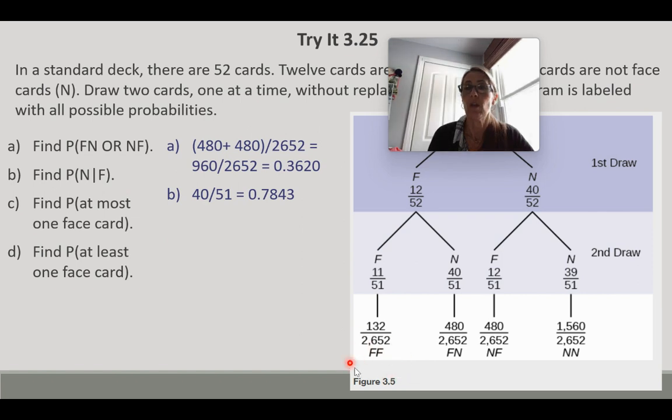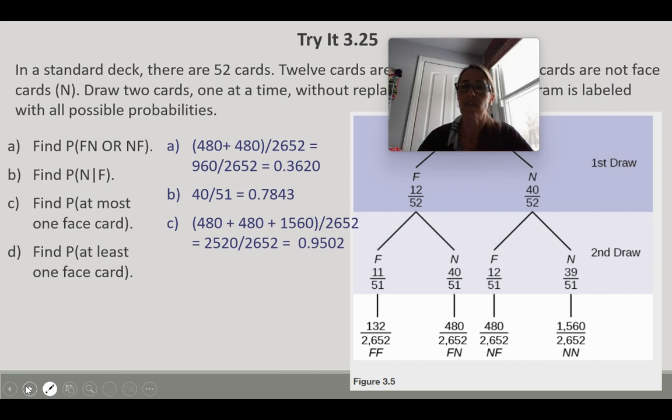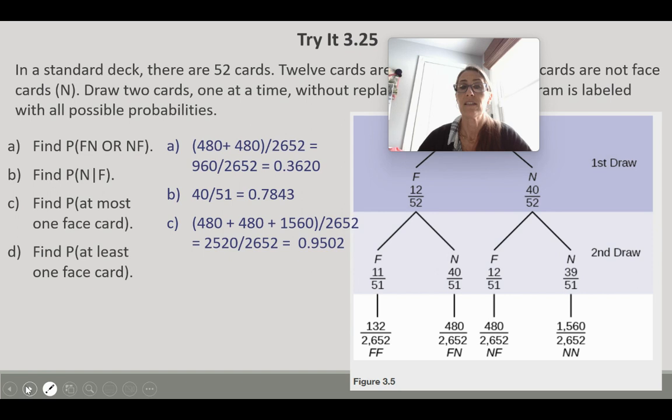The probability that you pick at most one face card, so not this one. So we could do 1 minus that probability, or we can add up these three probabilities, which I think is what I did here. 480 plus 480 plus 1,560. So that gives us 2,520 divided by 2,652, or 0.9502.